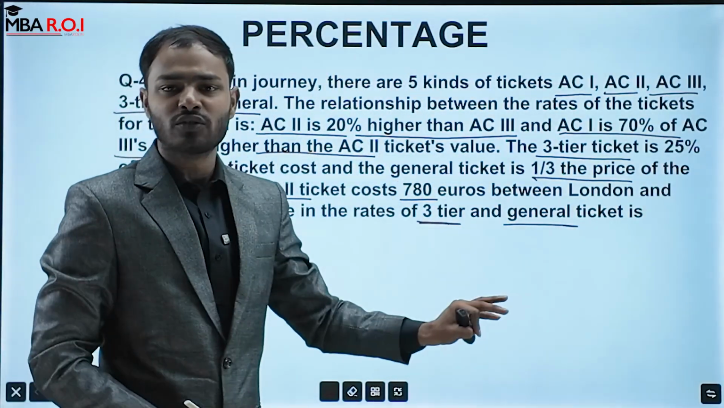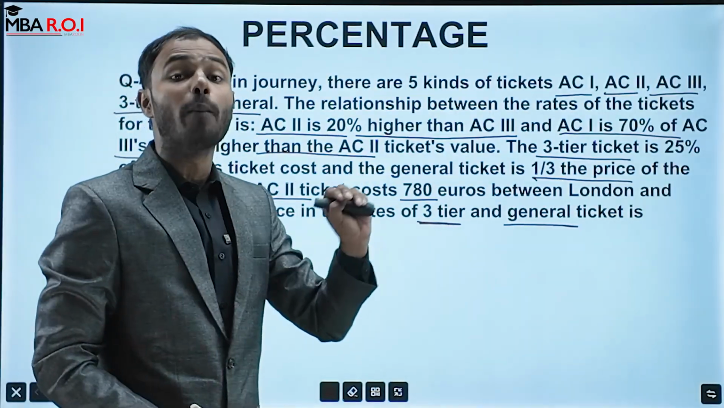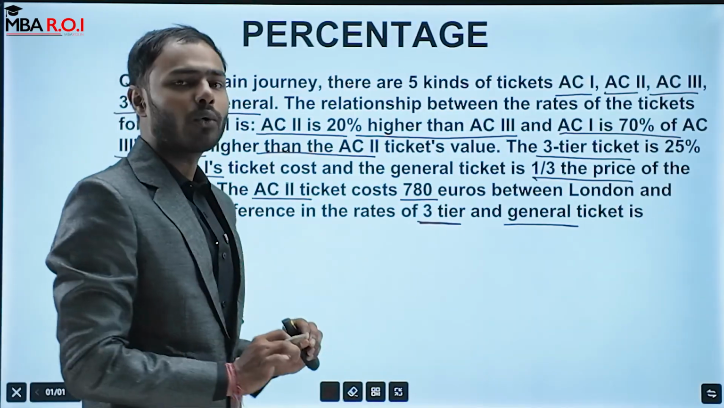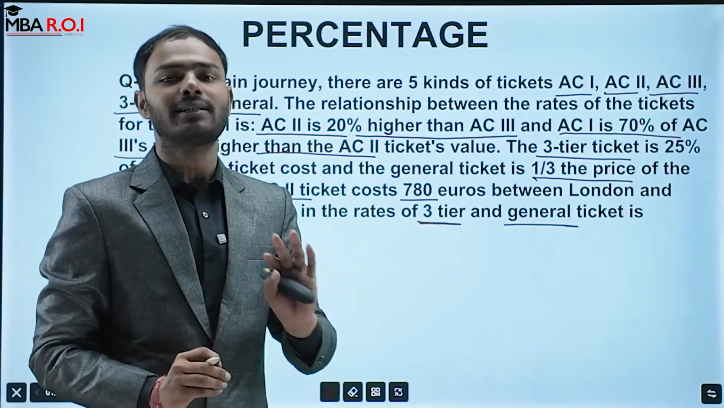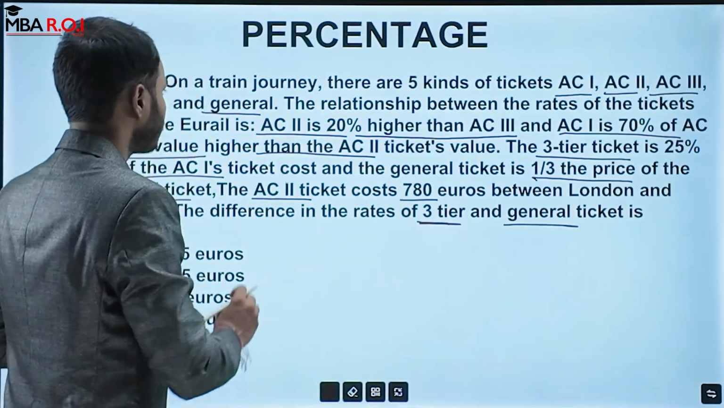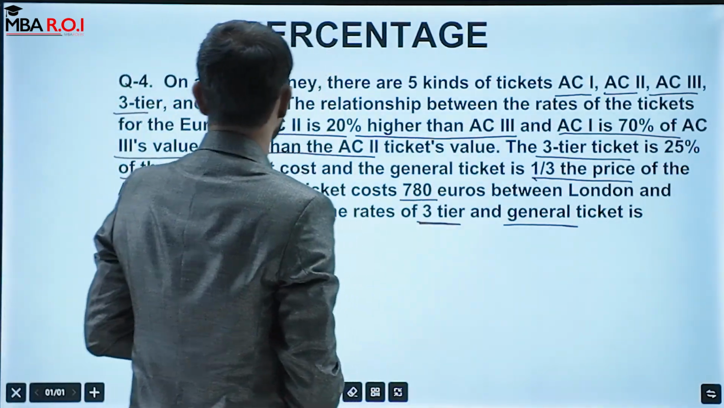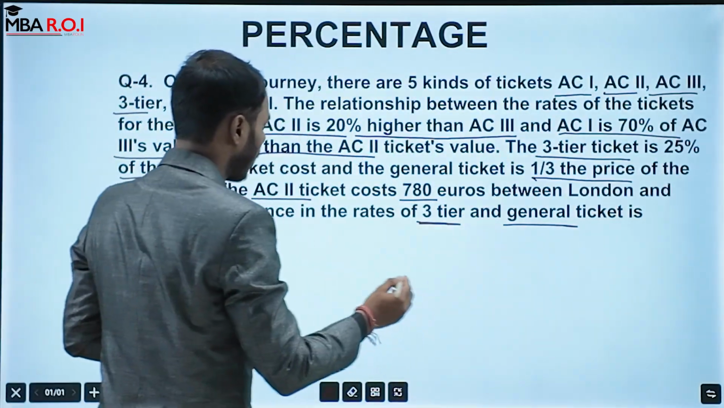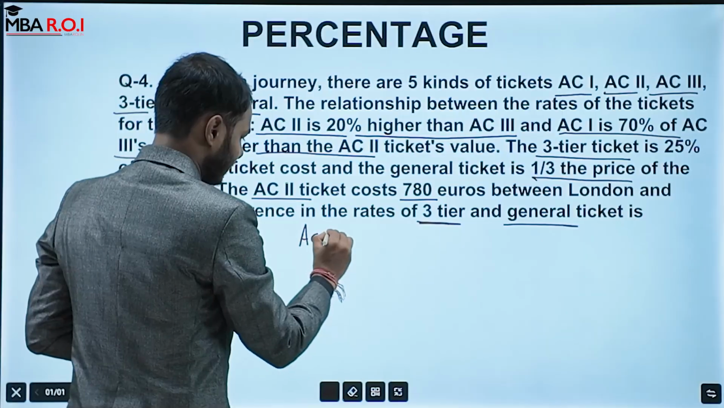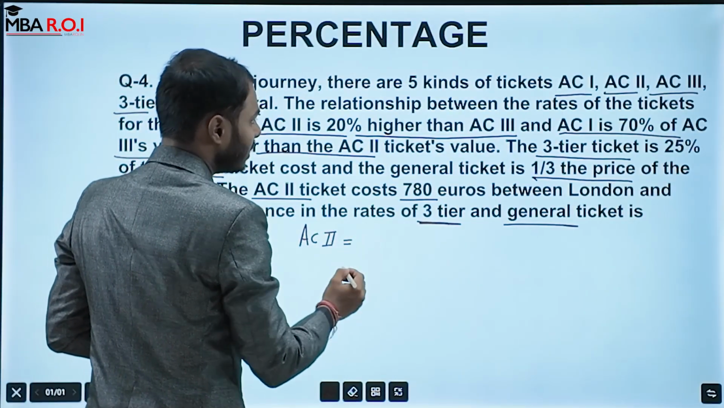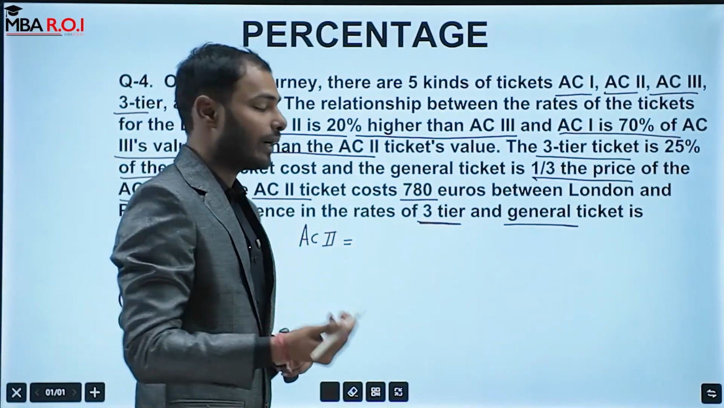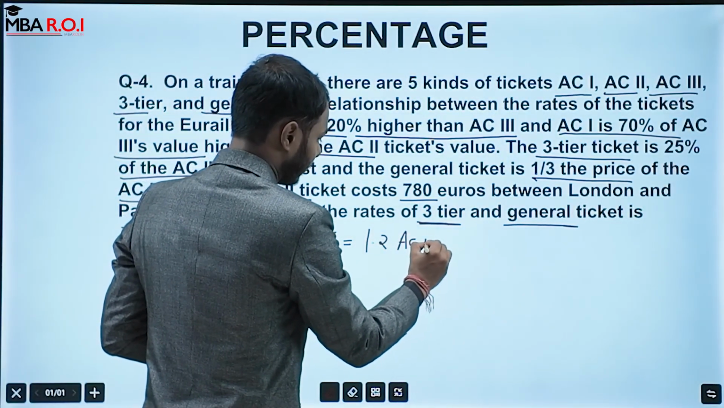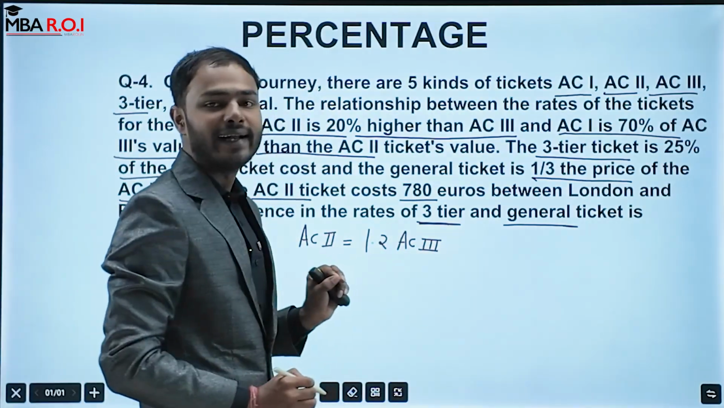So if we directly read this question and try to solve, then it will become a little bit complicated for us because there is too much data given to us. So what we are going to do is read it slowly and just write down the things that are given. Okay, so let's read it now. We know that AC second ticket is 20% higher than AC third. So how can I write this? What do we mean by 20% higher? 20% higher means it will be 1.2 times AC third. So this is one data that we have.